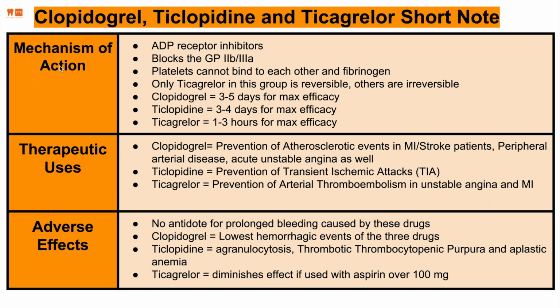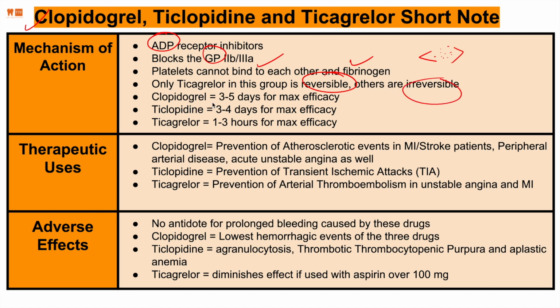Okay. Moving on to clopidogrel, ticlopidin, ticagrelor. These are other antiplatelets. Remember, ADP blockers as well as GP2B3A blockers. They both block them and inhibit their actions. Therefore, platelets cannot bind to each other. And of course, fibrinogen cannot find its place in between the two GP receptors. Only ticagrelor is reversible. Others are irreversible.